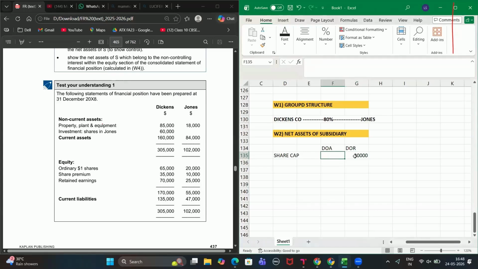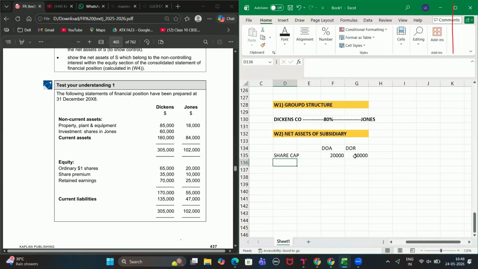My next question is, what is the share capital at date of acquisition? Are they mentioning any issuing of shares? No. So what will be the share capital at date of acquisition? It is 20,000 itself, right?